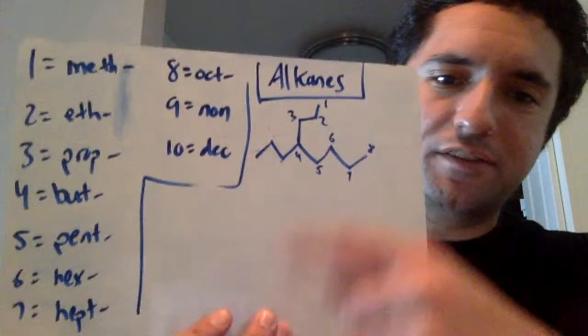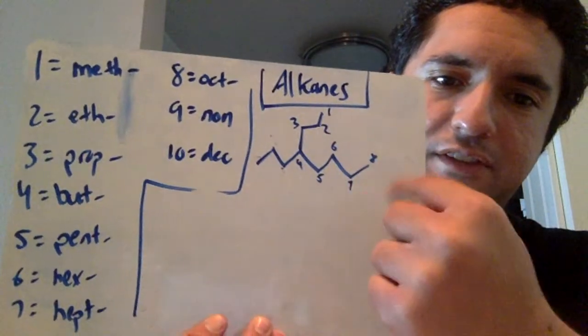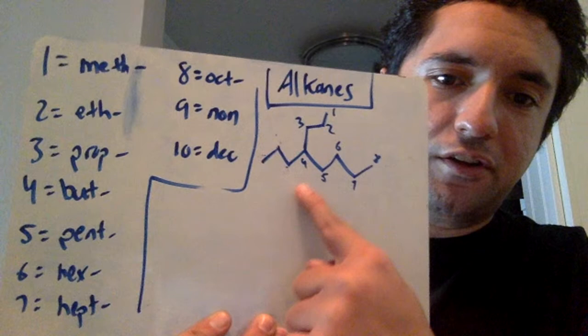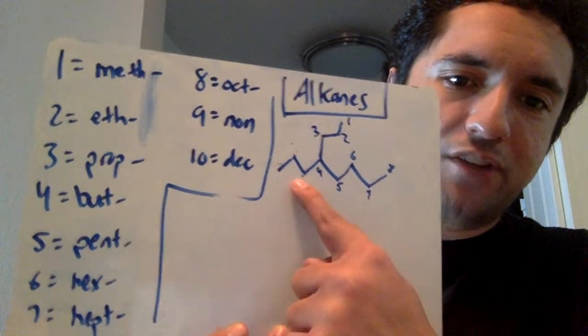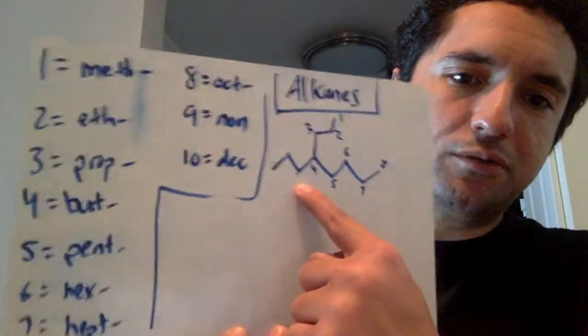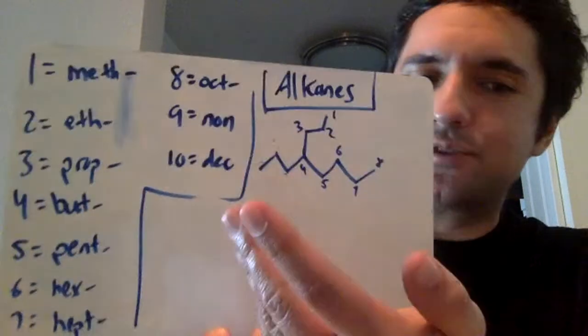So let's see if I tried it the other way. If I tried it the other way, 1, 2, 3. I'm going to get the same name if I tried it this way. 1, 2, 3, 4, 5, 6, 7, 8. And again, off of the 4th carbon, I get a branch of 3. 1, 2, 3. So it always kind of works out that way. So we could have chosen the path either way.